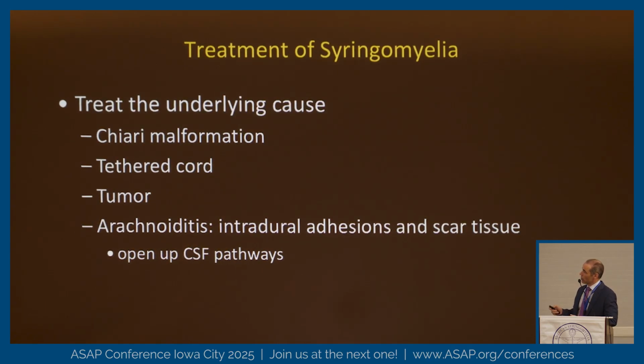The treatment is really the underlying cause. Treat the underlying cause: Chiari malformation, tethered cord, tumor. And if it's arachnoiditis, intradural adhesion, and scar tissue, you need to open up those CSF pathways.